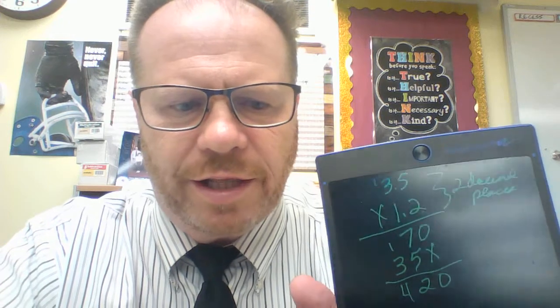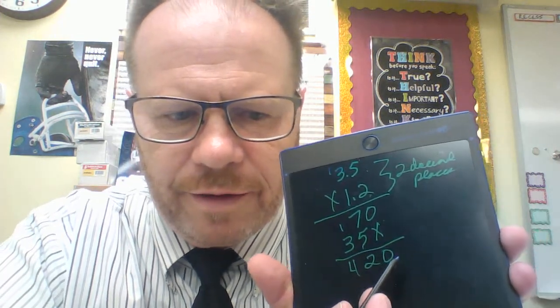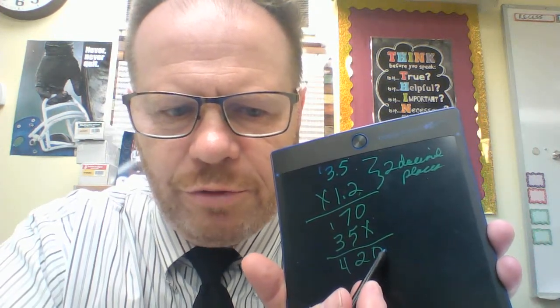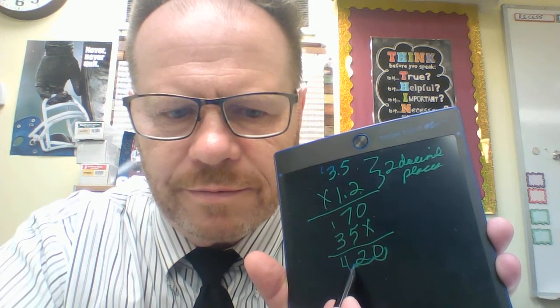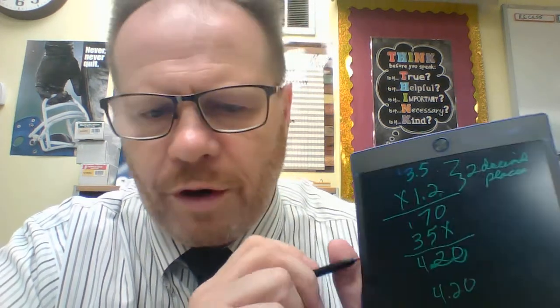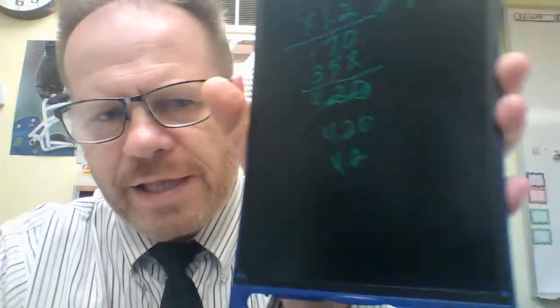That means I'm going to start at the end of my answer, which is right here, and count 2 places back: 1, 2, and that's where my decimal goes. So for that answer, it would be 4.20, or to simplify it, because you don't keep a 0 on the end of a decimal number, it would just be 4.2. That's how a multiplication problem for decimals works.